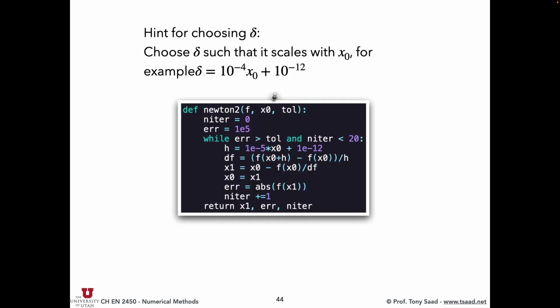Now, some hints on choosing delta. I always like to choose delta to scale with the initial guess. So for example, I take the initial guess, multiply it by some small number, 10 to the minus 5 or 10 to the minus 4, and add a very small number in case your x0 is actually 0. And when you do that, notice your Newton method no longer depends on a derivative. The inputs for the standard Newton's method were f, r prime, a tolerance and x0. In this case, you don't need f prime anymore because you can evaluate f prime internally within the subroutine itself. So let's go ahead and do that together.